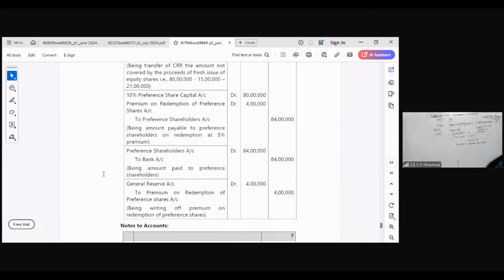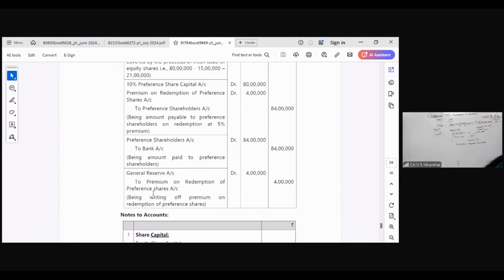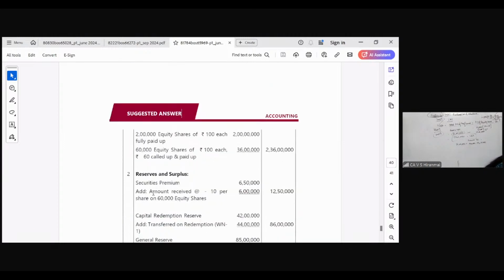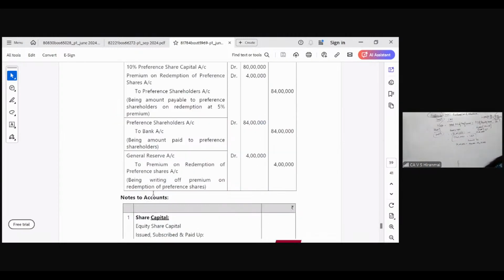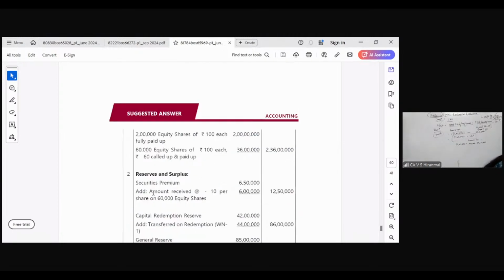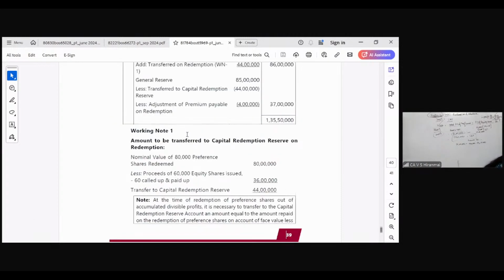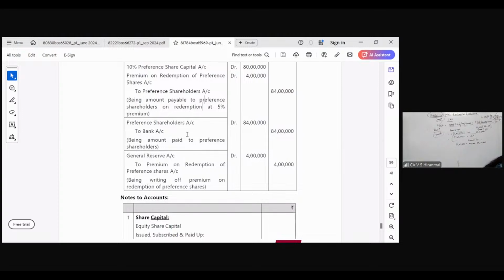Okay, my dear students, now come to notes to accounts. Everybody come to notes to accounts. What is given to you? Now all of you please see how they have presented equity share capital. Earlier I was having 2 lakh equity shares given to you in the question. Quickly let us see the question.